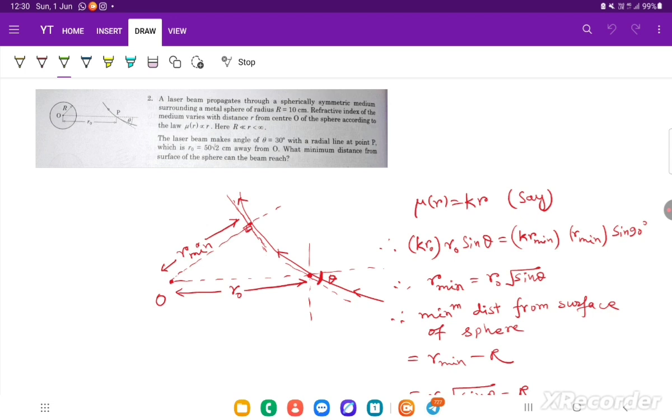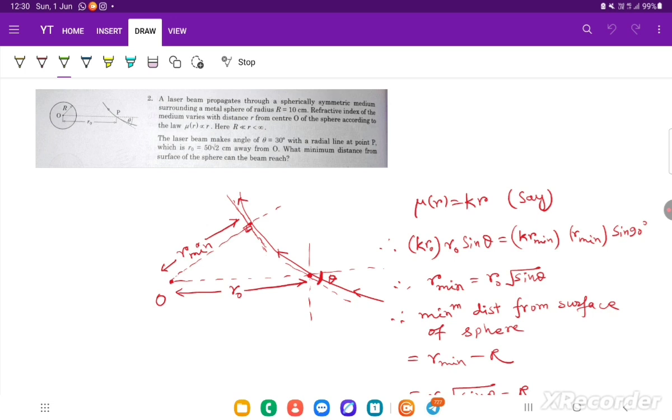Let's read out the problem first. A laser beam propagates through a spherically symmetric medium surrounding a metal sphere of radius R equals 10 cm. The refractive index of the medium varies with distance r from the center O of the sphere, according to the law that mu as a function of r is proportional to r. Here capital R is much less than small r, and small r is less than infinity. So this is well understood, right?